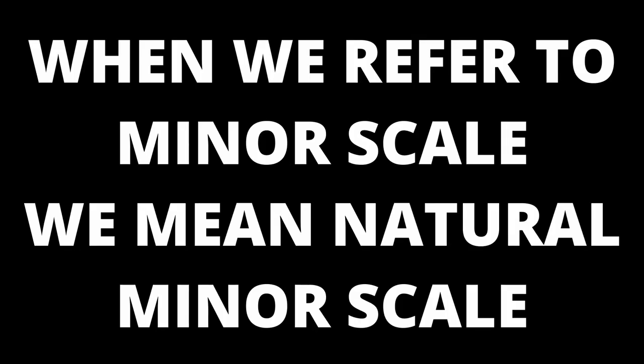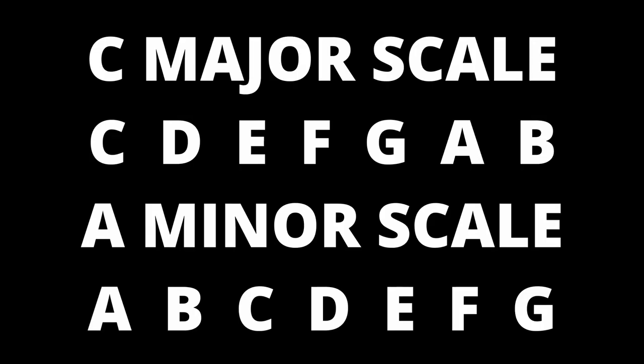It is worth being aware that there is more than one minor scale. We won't go into detail about this here, but where we mention the minor scale, we are referring to the natural minor scale. This is also known as the Aeolian mode, or the sixth mode of the major scale. You can see that the C major and A minor scales have the same set of notes, which just start and end on different notes. Because of this, these two scales are called relative scales.